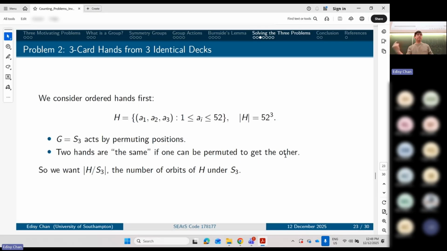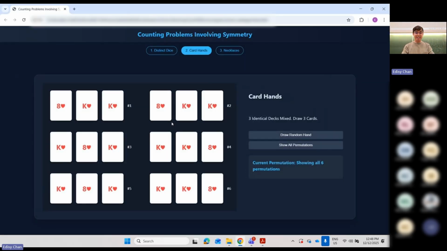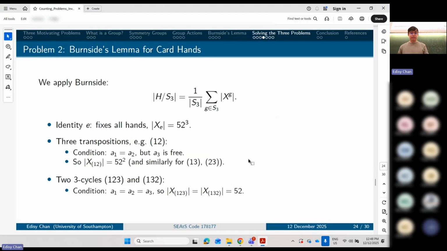So basically the group of our interest is S3. The problem is, what is the order of S3? What is the number of elements in S3? Easy, it's just 3 factorial, which is 6. You should know it here, 6. But the next question is, are there any fixed points?